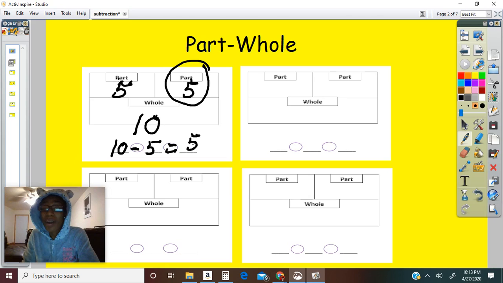The cool thing about the part whole strategy is that if you know addition, you can double check your answer to make sure your subtraction is right. So let's double check our answer using our part whole strategy in addition. If we have a part of 5 and another part of 5, will we get a whole of 10? Let's count. 5 plus another 5 is 1, 2, 3, 4, 5, 6, 7, 8, 9, 10. That's our whole. I think we've got the right answer.